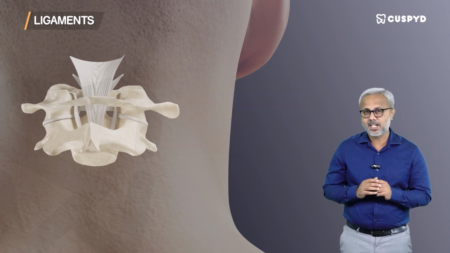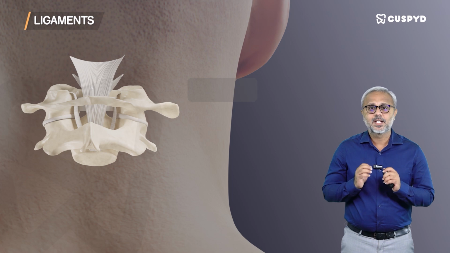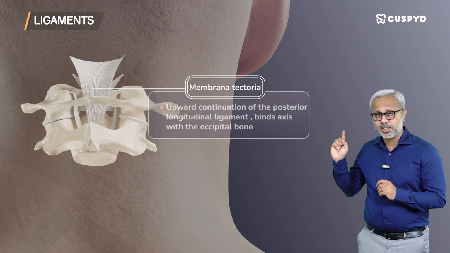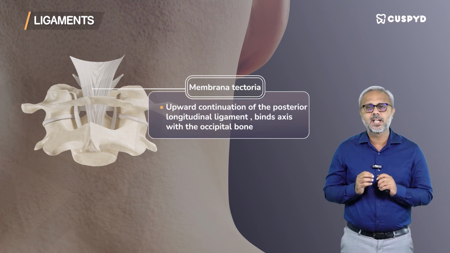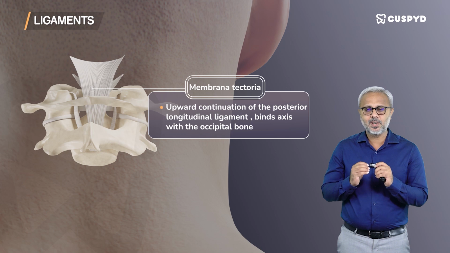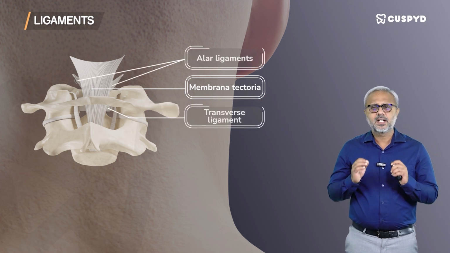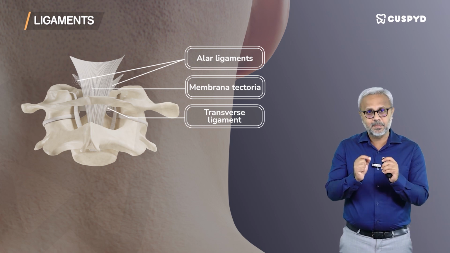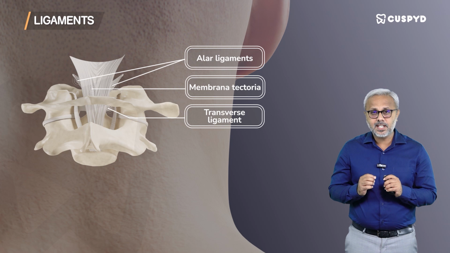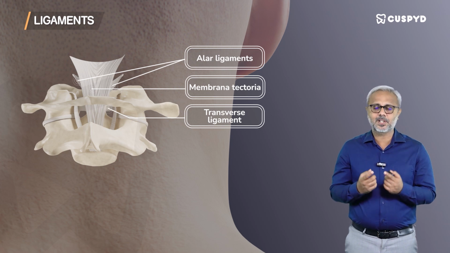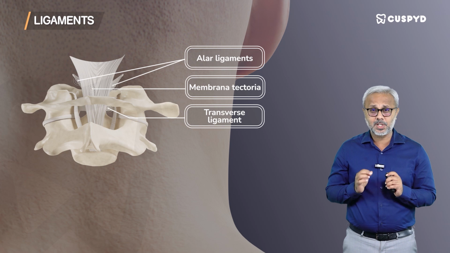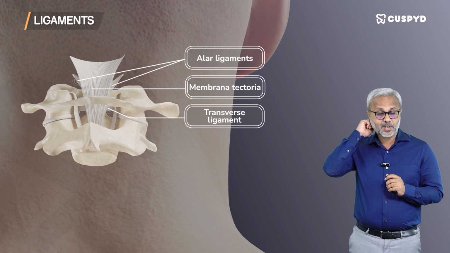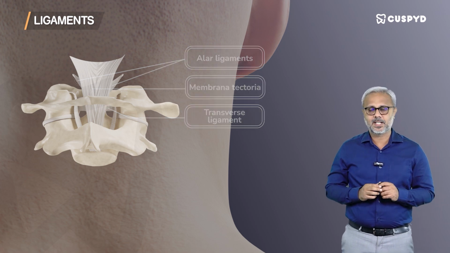Now once we have learnt about alar ligaments, the third ligament we have here is the membrana tectoria. The membrana tectoria refers to the upward continuation of the posterior longitudinal ligament which binds the axis with the occipital bone. These are the three major ligaments which attach the axis to the occipital bone and hence the axis bone also gets connected with the occiput. That is the reason why when we talk about craniovertebral joint, even though we have the atlas in between, since the axis is connected to the occipital bone, we call it the craniovertebral joint.